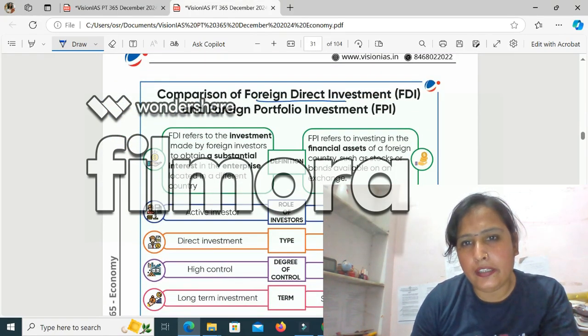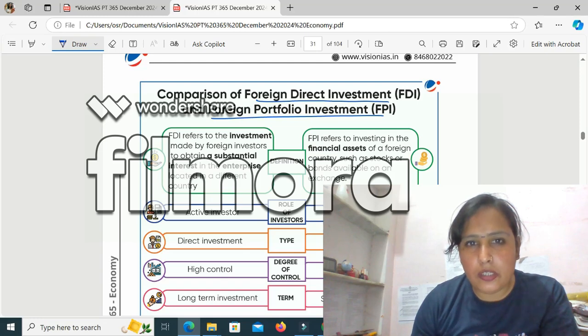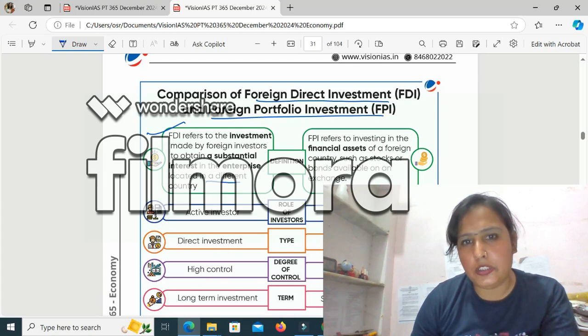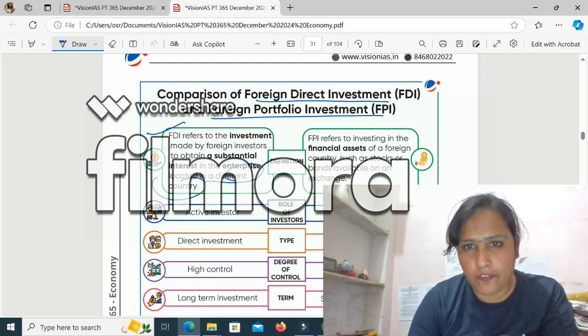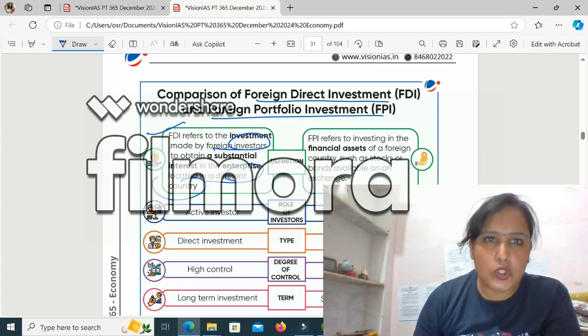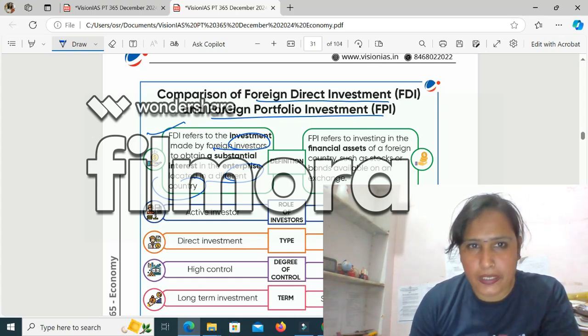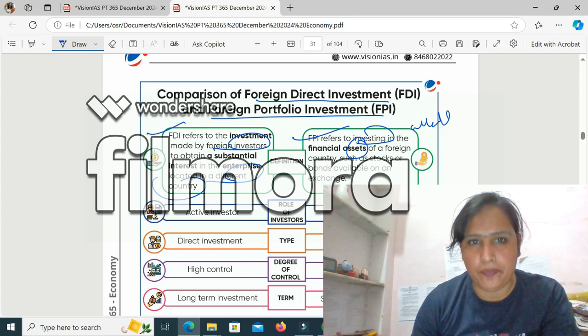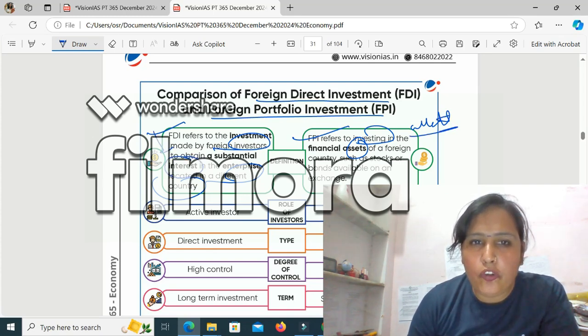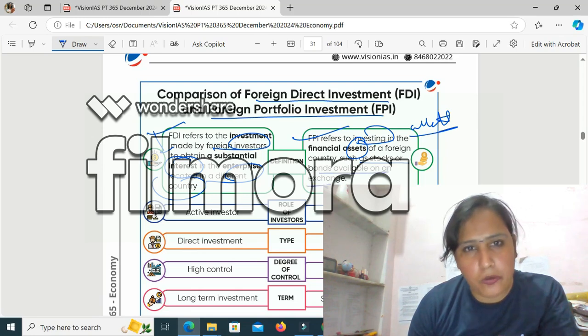So, comparison of the FDI and the FPI. See, FDI is an investment made by a foreign investor to obtain a substantial interest in enterprises located in a different country. They want to obtain a certain interest from that. And FPI is investing in financial assets. This can be in stocks and bonds available on the exchange.